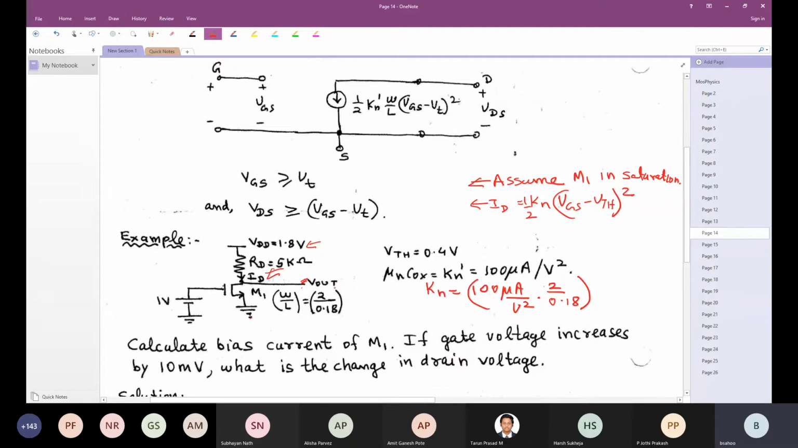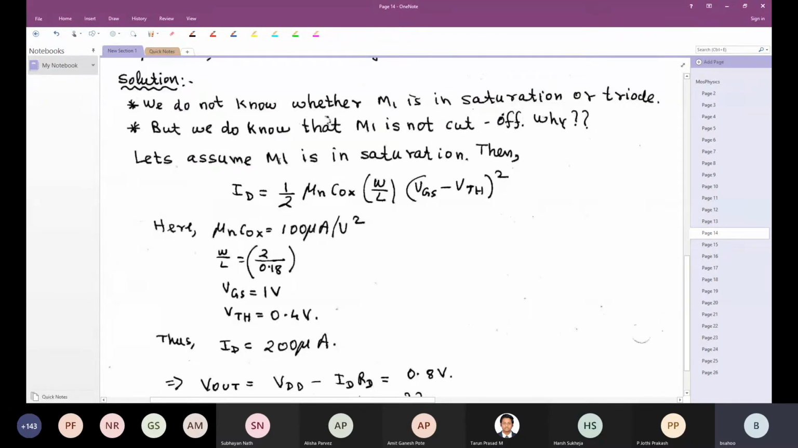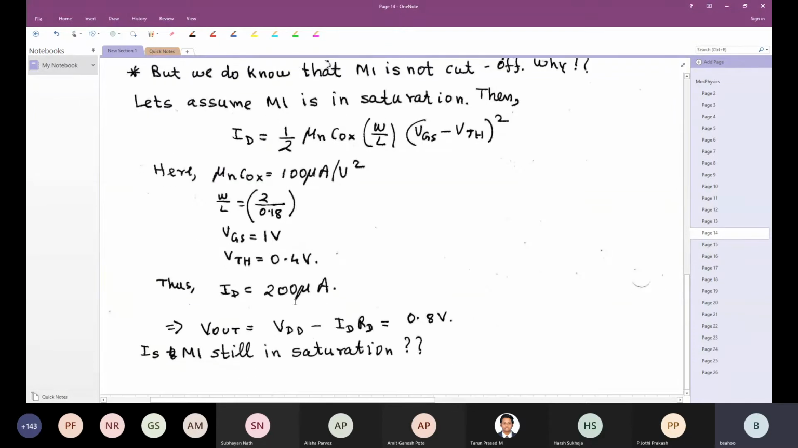Okay. Now, if gate voltage increases by 10 millivolt, what is the change in drain voltage? In order to do that, as I said, let's assume M1 is in saturation. Then ID is given by this equation. We solve for ID, we get 200 microamp. V out equals VDD minus ID RD. So this turns out to be 0.8 volt.